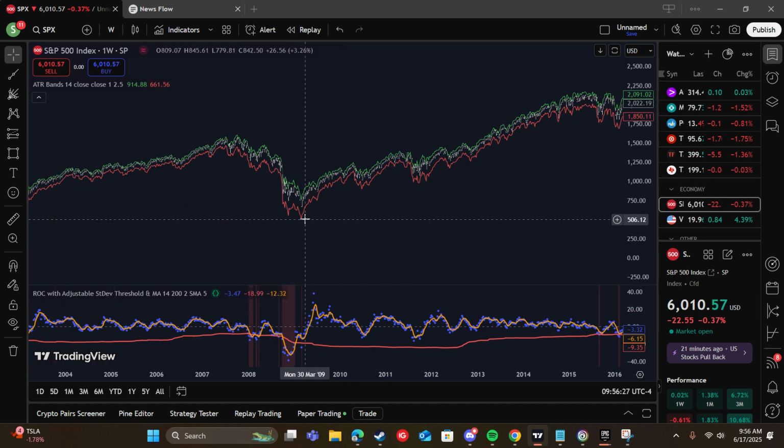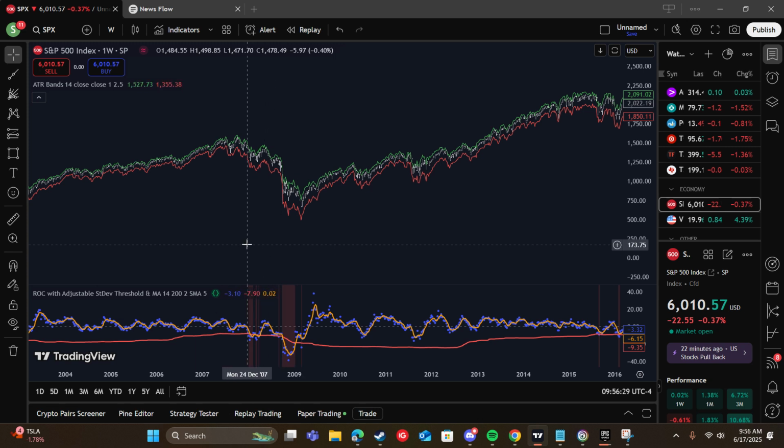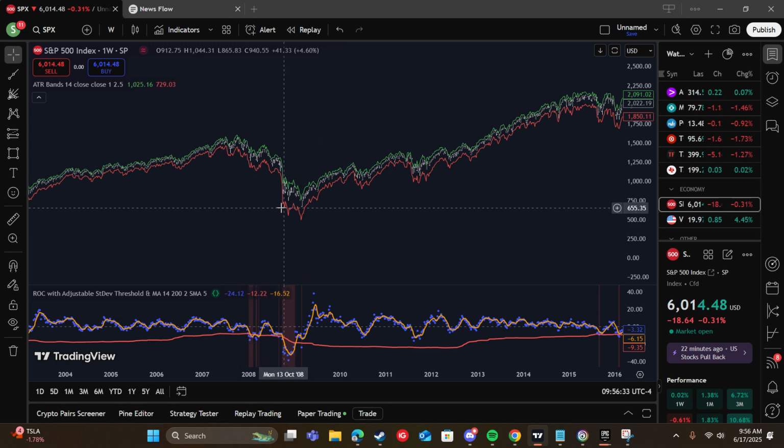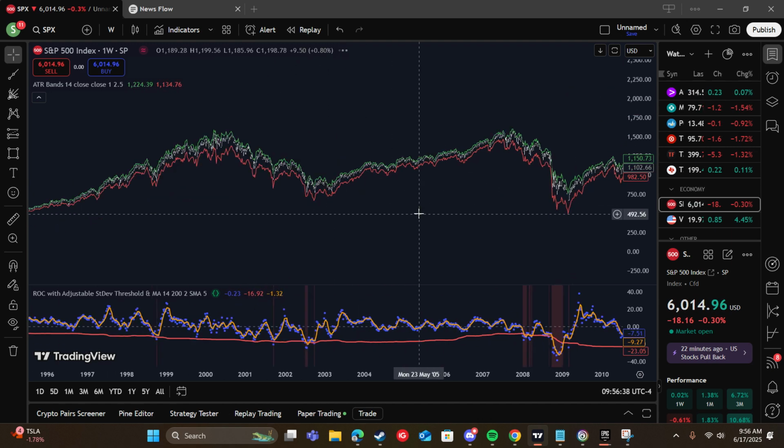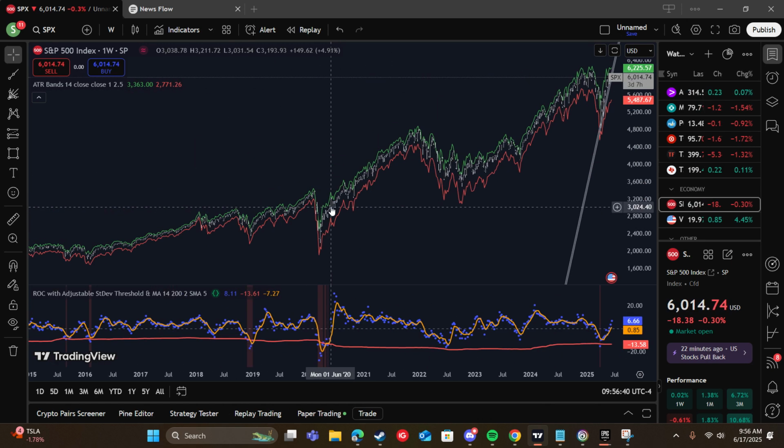This would have been the oh wait, I think this was the housing bubble. So you would have entered here. You might have won some trades there, but right here you definitely would have won some. But overall, it's just an incredibly great strategy.